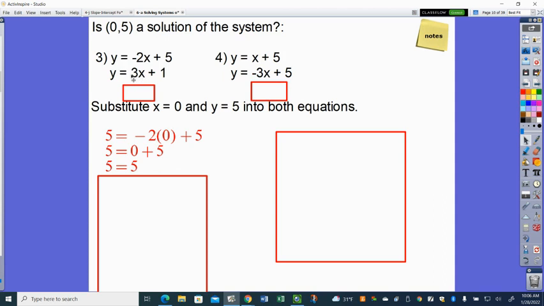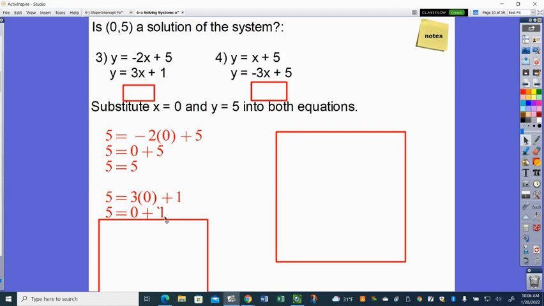Is it also a point on this line? Well, I'm going to put the 0 in for x and the 5 in for y in the second equation. Multiply 3 times 0. I love that because that's 0. And 0 plus 1 is 1, and that's a big fail. So no, this is not a solution to this system. It is a point on the first line. It's not a point on the second line, so that's a big no.